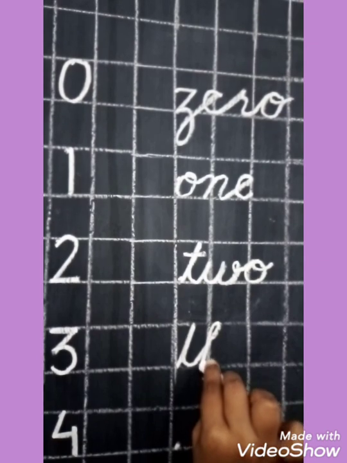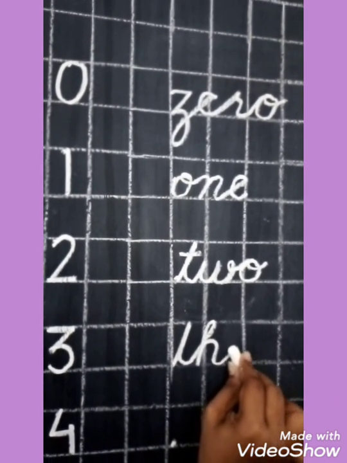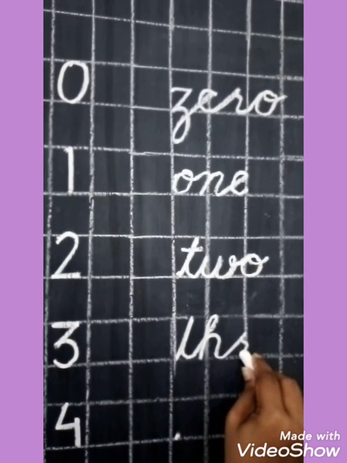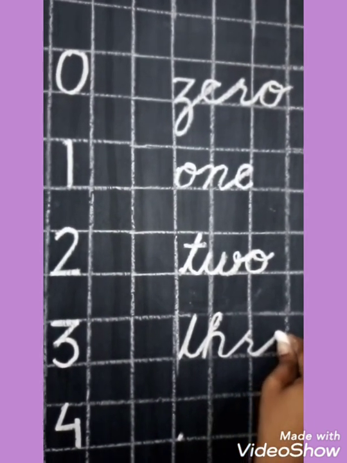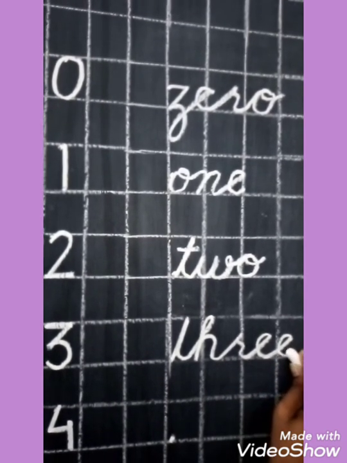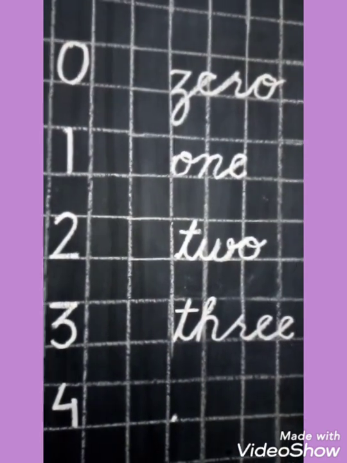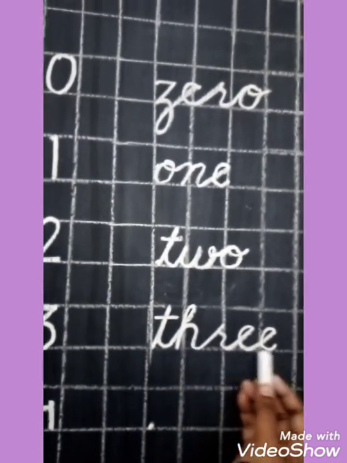Move back. Write down H. Now make tail of H and make slanting line like this and then write down R. Make slanting line, write down E. Again make slanting line and then write down E. And after that you have to make the head of T. T-H-R-E-E, 3.